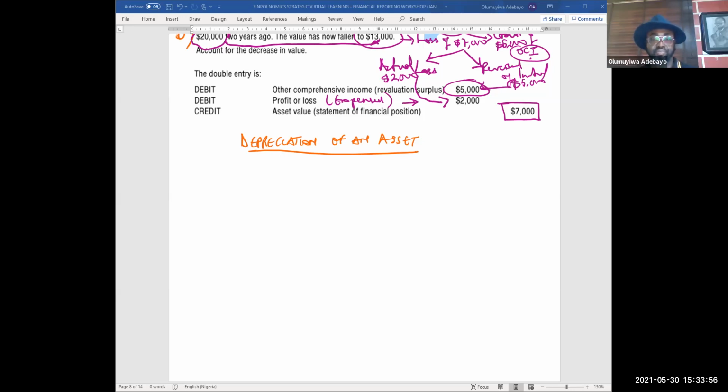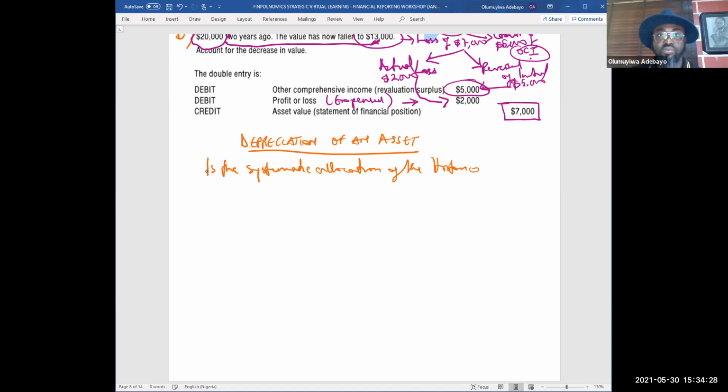Okay, who else is contributing? Now, in simple terms, depreciation is the systematic allocation of the historical cost of an asset over its useful life. That is simply put what depreciation stands for.